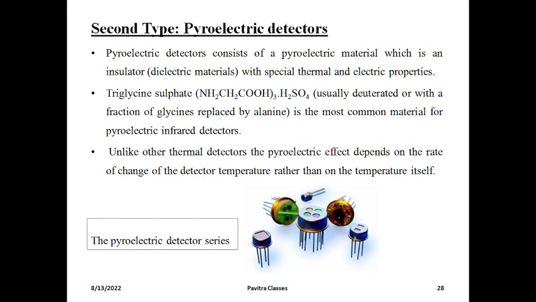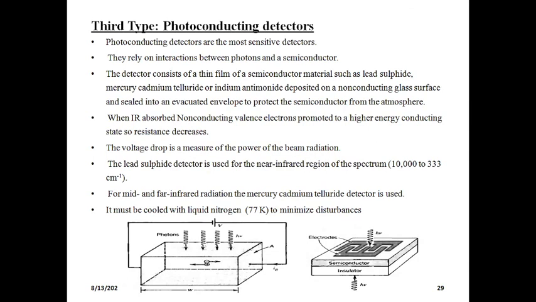Triglycine sulfate, usually deuterated or with a fraction of the glycines replaced by alanine, is the most common material used in pyroelectric infrared detectors. This is the formula of triglycine sulfate. Unlike other thermal detectors, the pyroelectric effect depends on the rate of change of the detector temperature rather than the temperature itself. So here the rate of change is also measured, along with the temperature. As I told, this is a thermal property and also an electrical property.